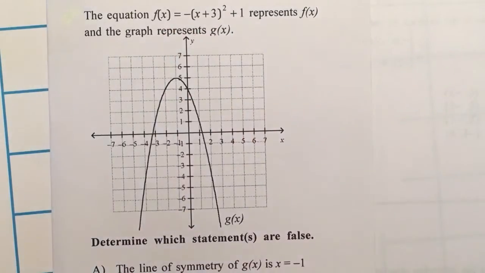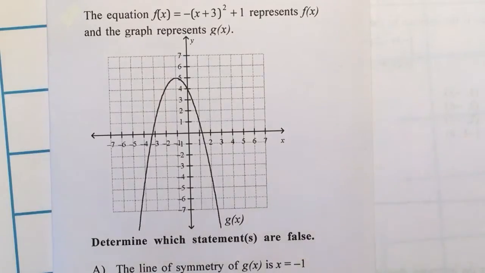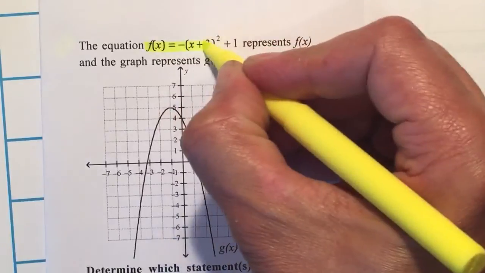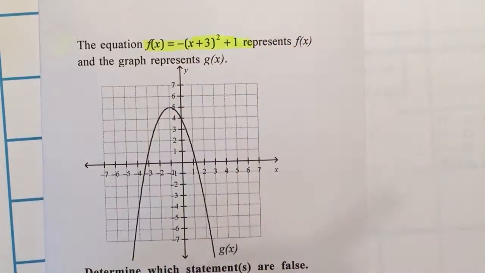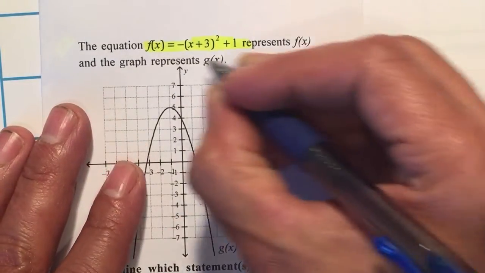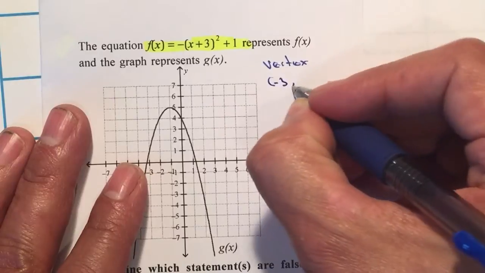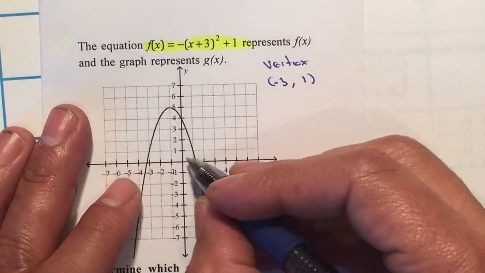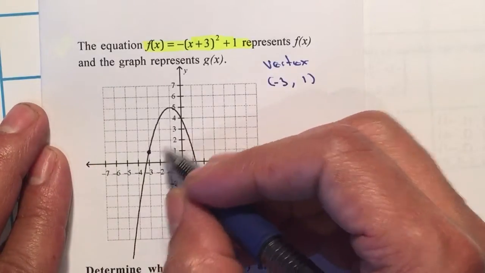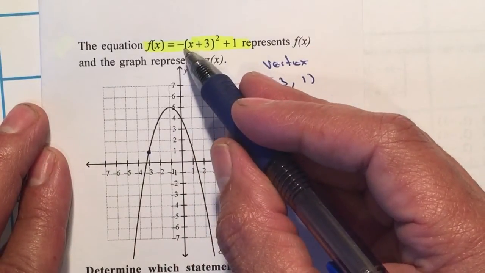We need to graph this first equation, or this first function, first. If you notice, we have an x squared, and this is in vertex form, where my vertex is (h, k), so negative 3 and positive 1. So negative 3 and positive 1, that's my vertex. And if you notice, it faces down.